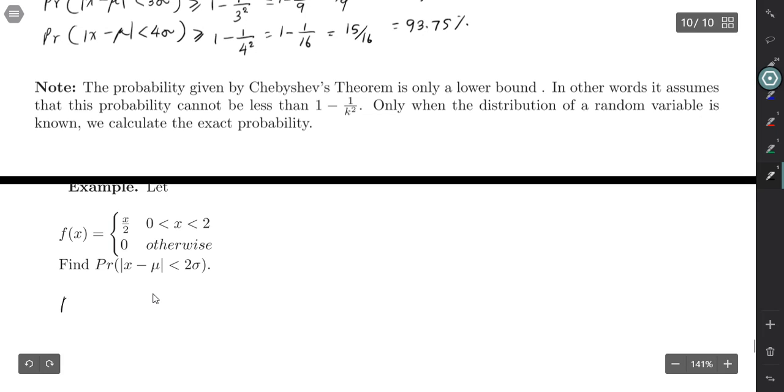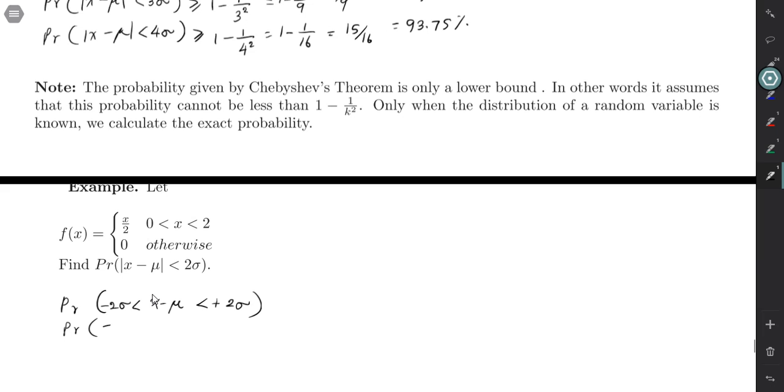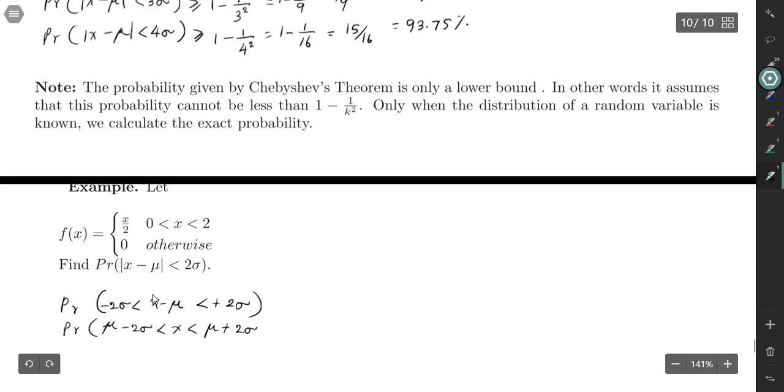If you need the exact probability, we have to find the probability that x minus mu is within negative 2 sigma and positive 2 sigma, which is actually x between mu minus 2 sigma and mu plus 2 sigma. Which means we have to integrate fx.